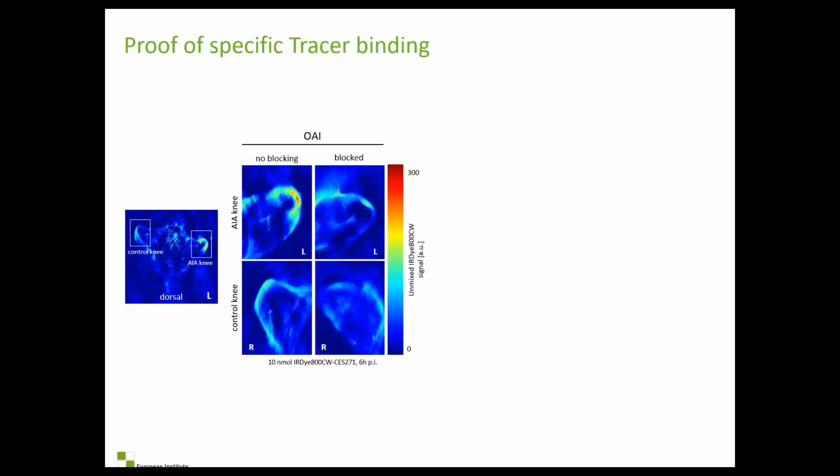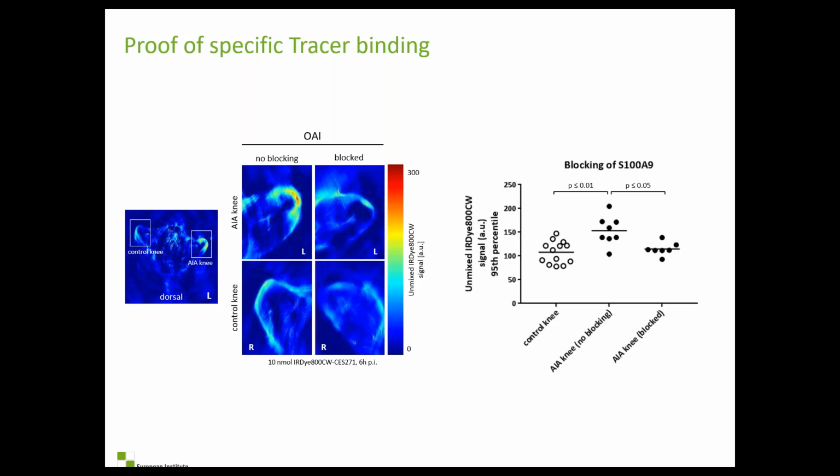To prove a specific tracer binding, we did a blocking study where we injected unlabeled substance 1 hour before tracer injection. And as the image looked before, we have a nice signal here in the inflamed knee, no signal in the control knee, and in the blocked animals, we don't see the signal in the inflamed knees anymore. The quantification confirms this as well. We have an increase in the knees which are not blocked and a significant difference, which is on the level of the control knees and the blocked ones.